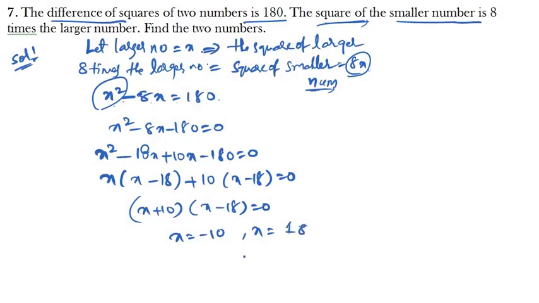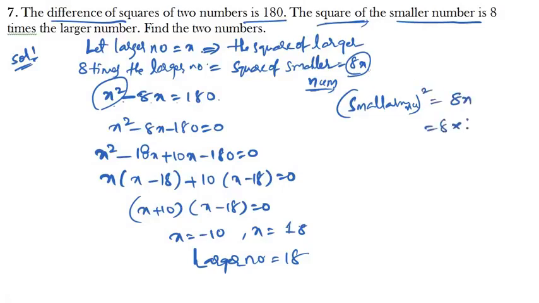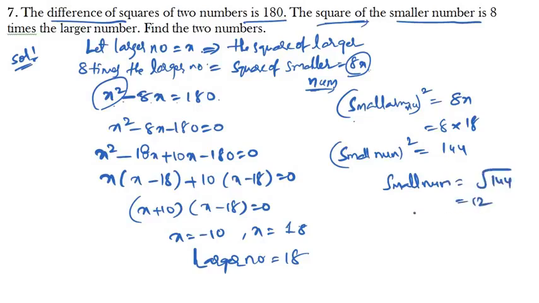So the larger number is 18. Now what is the smaller number? We have to find the smaller number. The square of the smaller number we already know is equal to 8x, so 8 times 18 is 144. So the smaller number squared is equal to 144, so the smaller number is the square root of 144, which is 12. The smaller number is 12 and the larger number is 18. So 12 and 18 are the two numbers.